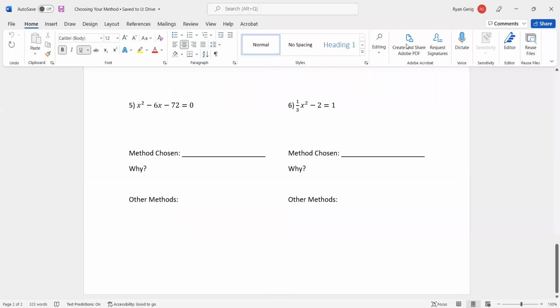Number 5, negative 72 and negative 6. I'm going to try factoring. I want you to try factoring too. See if you can find the two factors that multiply to negative 72 and add to negative 6. And I get x minus 12, x plus 6. Yep, it does factor. So I'm going to say my method here is factoring. Why? I found the factors.